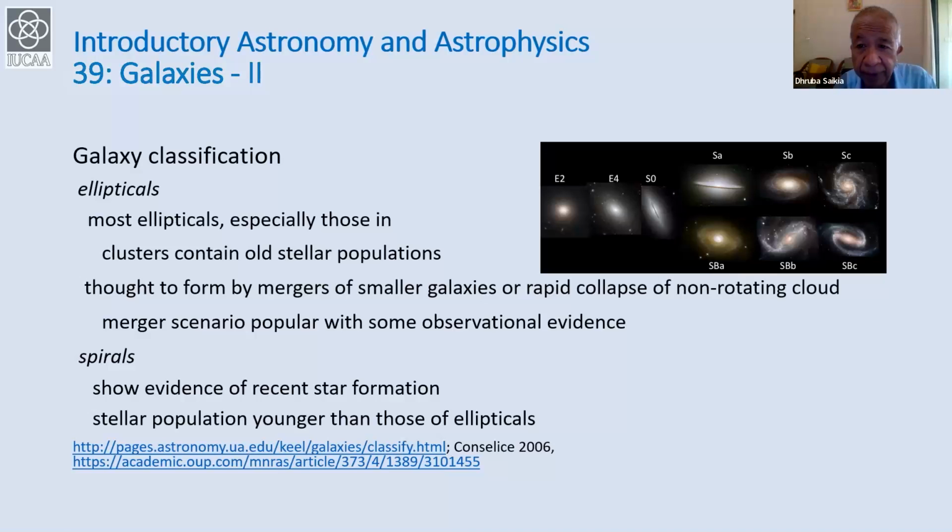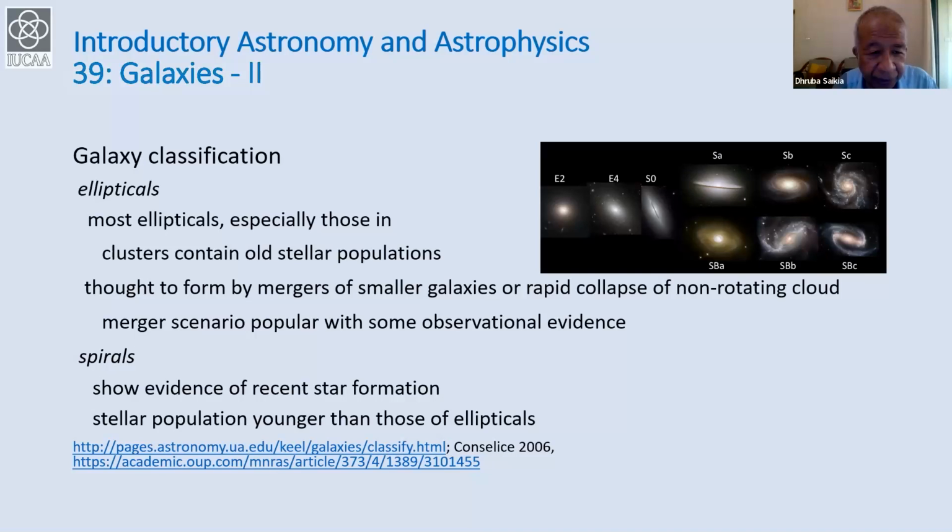So dwarfs outnumber the spirals and ellipticals that we're talking about now. Just to briefly get an overview of very brief properties, without even getting into profiles and shapes. Most ellipticals, especially those in clusters, contain old stellar populations. They're thought to form by mergers of smaller galaxies or rapid collapse of non-rotating clouds. The merger scenario has been popular, with some observational evidence that spirals can merge to form elliptical galaxies. In fact, when the Andromeda and the Milky Way galaxies merge, we'll probably be left with an elliptical galaxy.